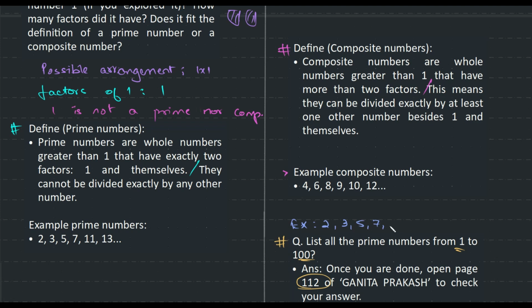5, 7, 11, 13, 17. 15 is not a prime number because other than 1 and itself, it is also divisible by 5 and 3. While 17 cannot be divided by any number other than 1 and 17. 19, and so on and so forth, till 100. You need to list all of them.